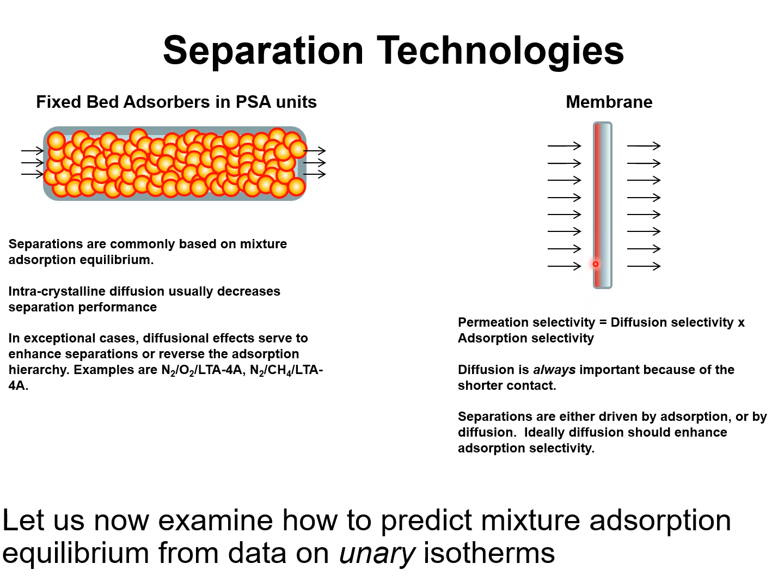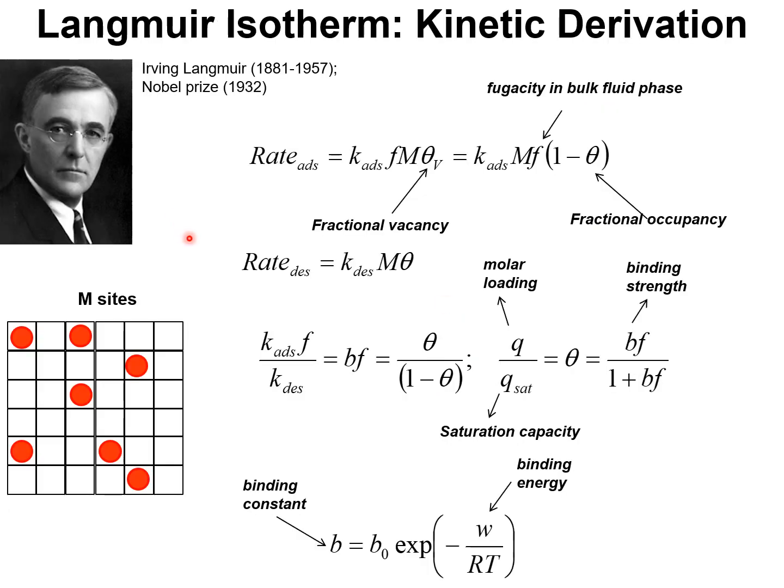The ideal choice of a material for use in membrane constructs would be materials which allow the diffusion selectivity to enhance the adsorption selectivity. We now examine how to predict the mixture adsorption equilibrium from data on unary isotherms. Let's follow the derivation of the Langmuir isotherm.